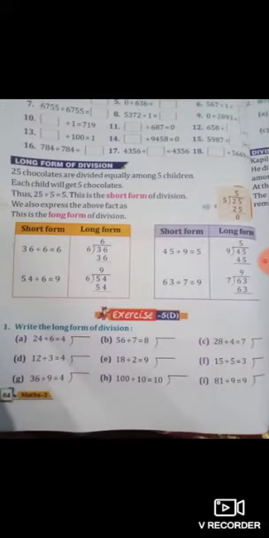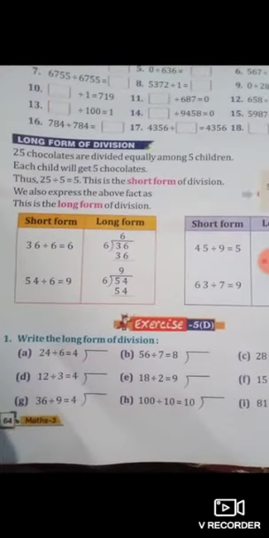Now we move on to the next exercise. This is exercise 5D. Write the long form of division. A question is divide 24 by 6 equal to 4. We will write it in the long form of division as you see in the picture. Got it? Children, you will solve the rest of the questions yourself because this is a very easy exercise.